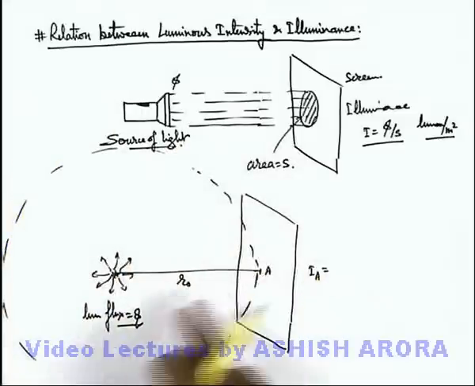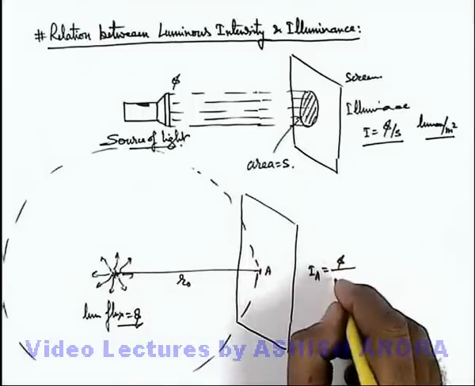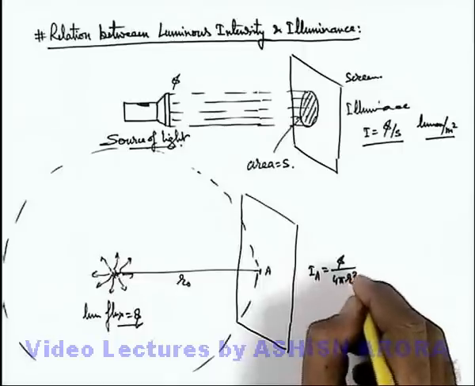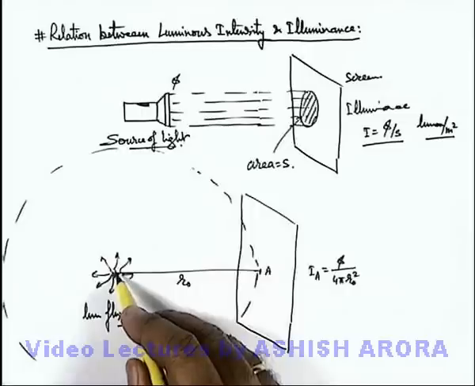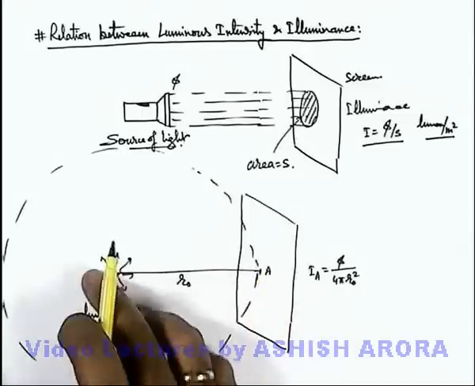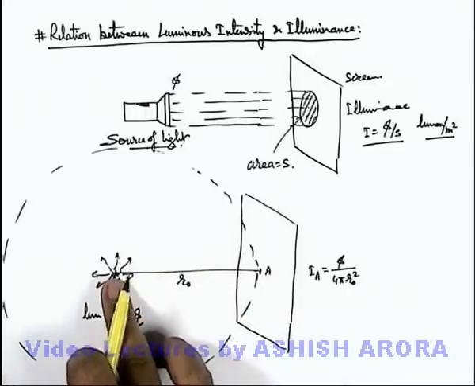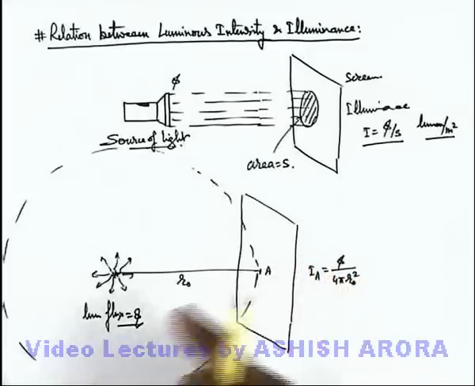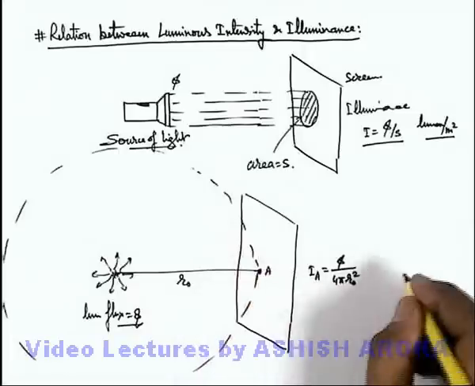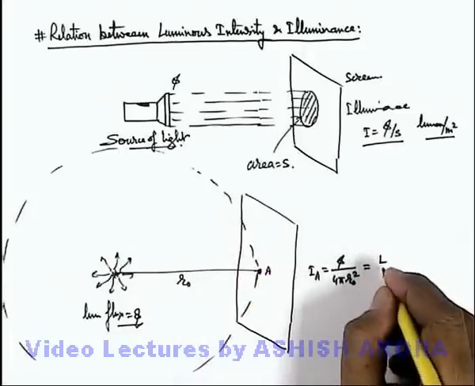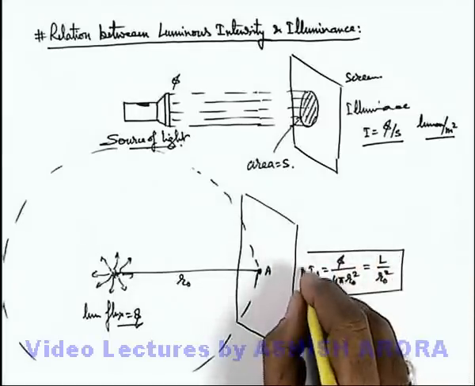So per unit area, the luminous flux which is reaching point A normally can be given as phi divided by 4 pi r0 square. In this situation, we know well that in case of a point isotropic source, at any point or in any specific direction, luminous intensity we write as phi upon 4 pi. In the previous section only we have studied it. So illuminance at point A can be given as luminous intensity divided by r0 square.